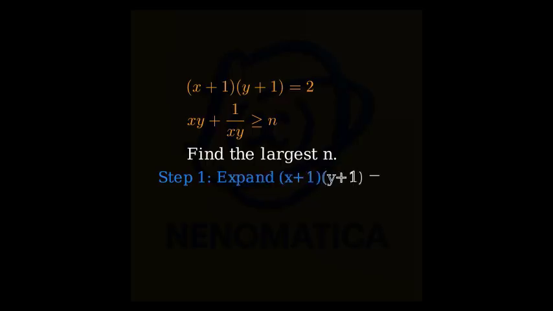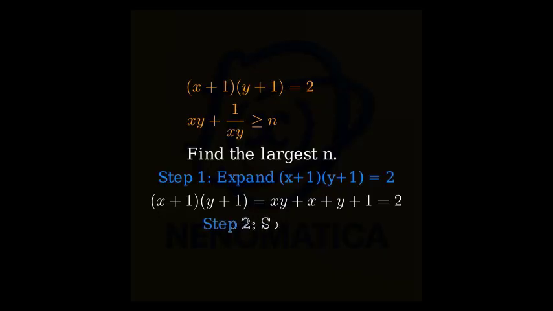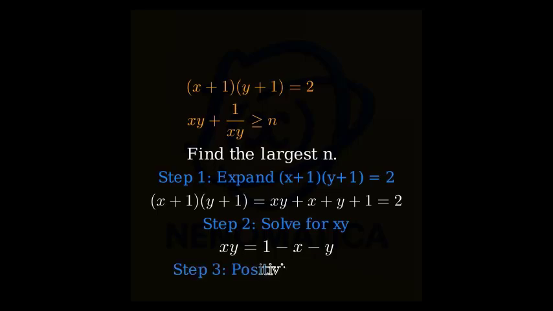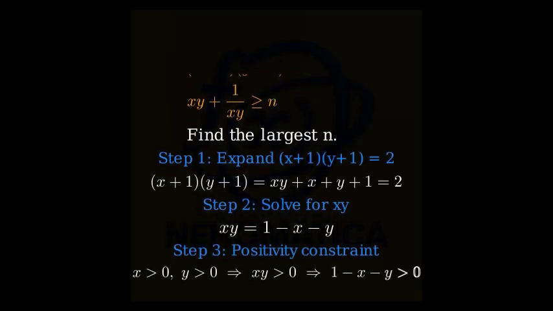Step 1. Expand the product. Using the rule (a plus b) times (c plus d) equals ac plus ad plus bc plus bd. We get xy plus x plus y plus 1 equals 2. Step 2. Isolate the product xy. We move x plus y plus 1 to the right side to get xy equals 1 minus x minus y. Step 3. Use positivity. Since x and y are positive, their product xy is positive. Therefore, 1 minus x minus y equals xy is greater than 0.